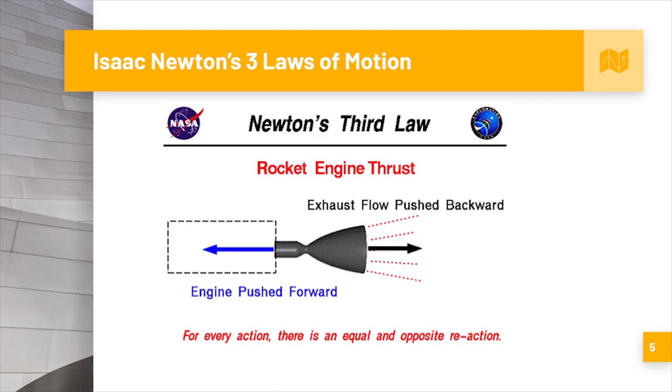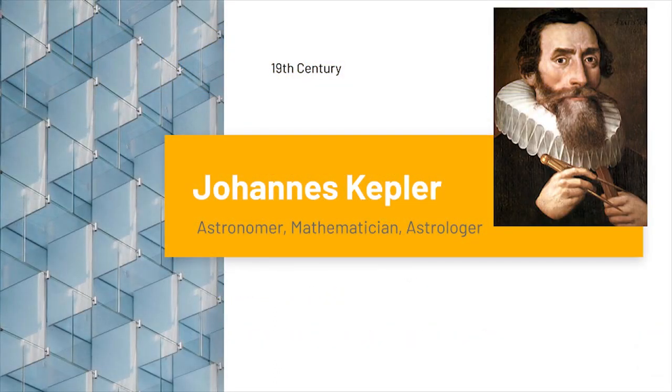Johannes Kepler was a German astronomer, mathematician, and astrologer. He is a key figure in the 17th century scientific revolution, best known for his laws of planetary motion. Johannes Kepler lived around 1 century before Isaac Newton, or around 100 years before.